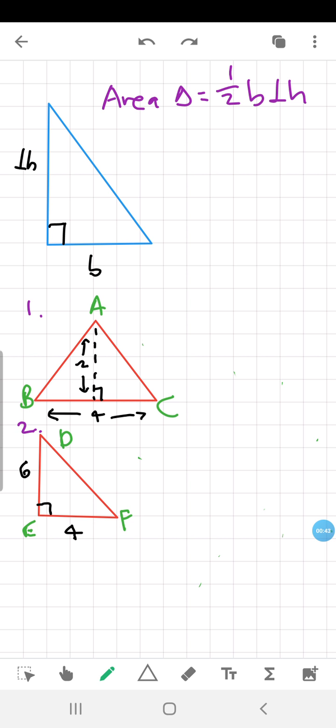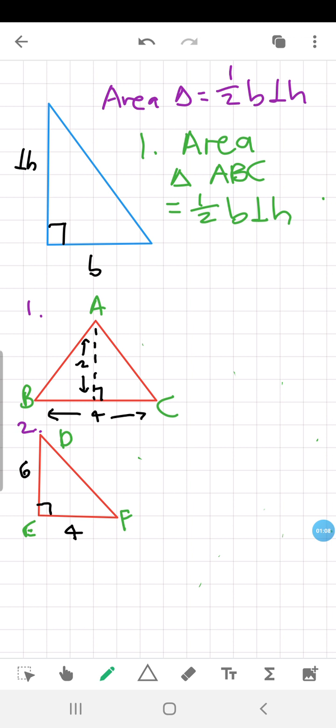So let's do example 1. Feel free to pause the video and attempt it yourself. So the first thing we're going to do is write out the formula. That does give you 1 mark. So the area of triangle ABC, I have to name the triangle, is equal to a half of its base times its perpendicular height. So that is equal to a half times 4 units times 2 units, because we can clearly see that this is the base and this is the perpendicular height.